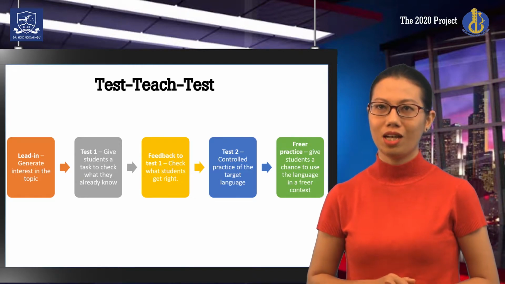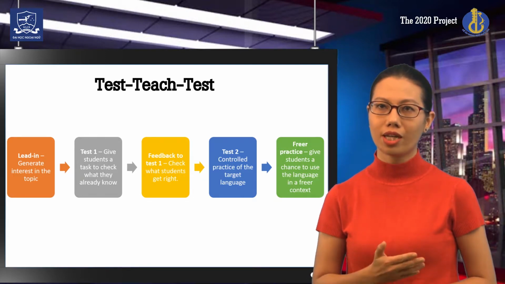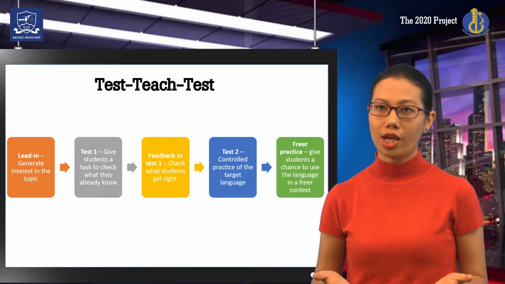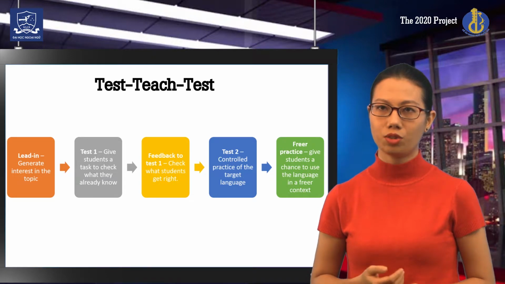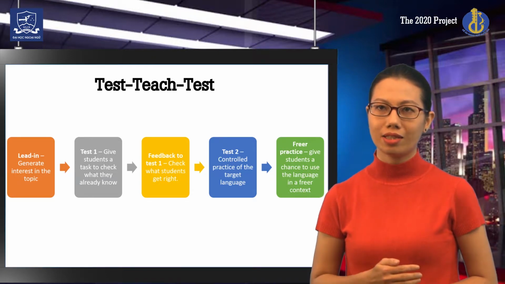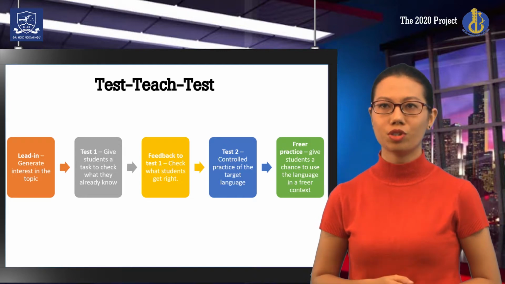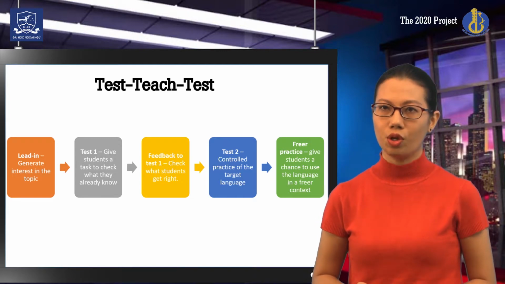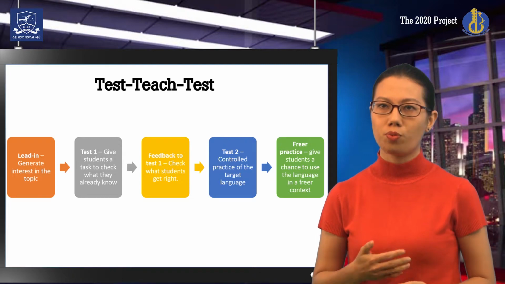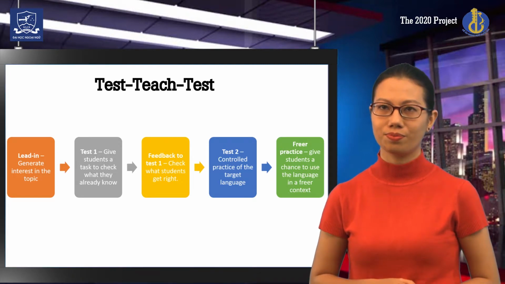Test 2. Controlled practice of the target language. Give students a chance to put what you just clarified into practice. For example, if you did a matching task in test 1, maybe you could do a gap fill in test 2, where learners choose the appropriate word in context.